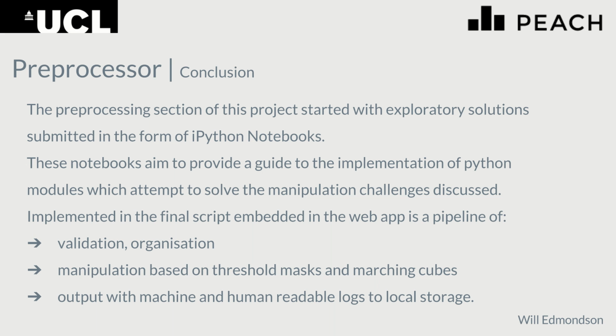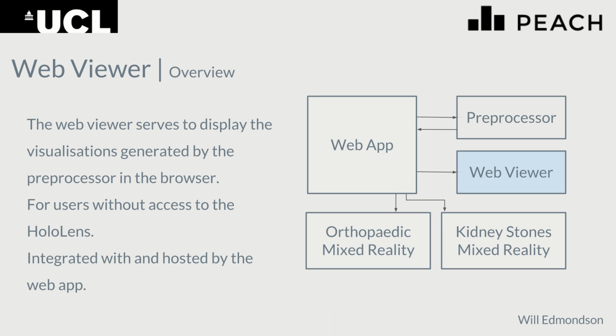The preprocessing section of this project started with exploratory solutions submitted in the form of IPython notebooks. These notebooks aim to provide a guide to the implementation of the Python modules which solve the manipulation challenges discussed. Implemented in the final script and embedded in the web app is a pipeline of validation, organization, and manipulation based on threshold mask and marching cubes algorithms, and output with machine and human readable logs is produced to local storage. The web viewer serves to display visualizations generated by the preprocessor in the browser for users without access to a HoloLens, and it's integrated and hosted by the web app.